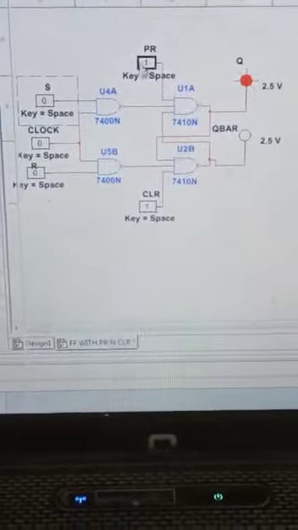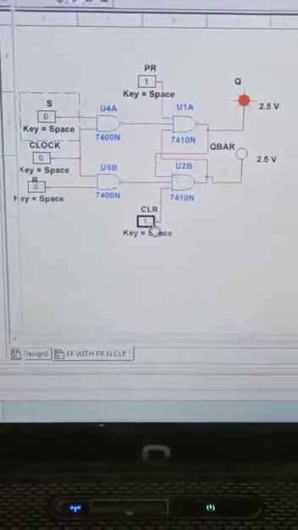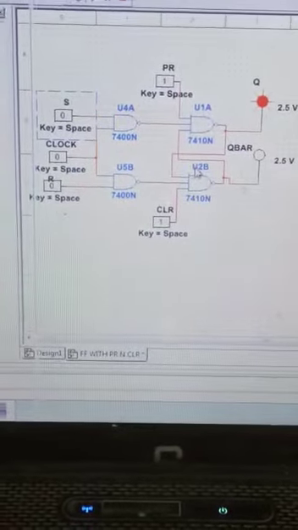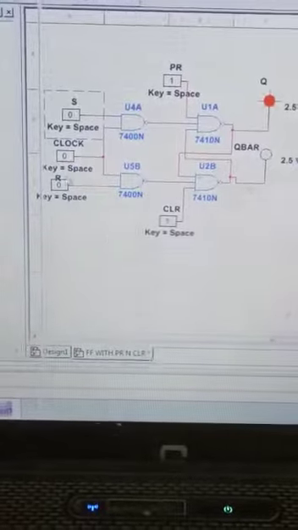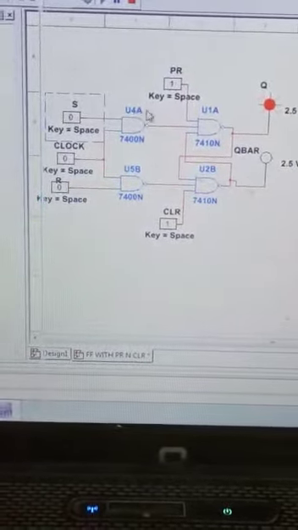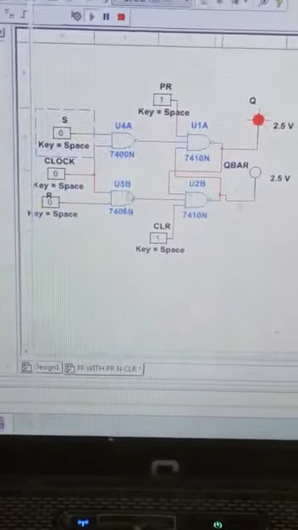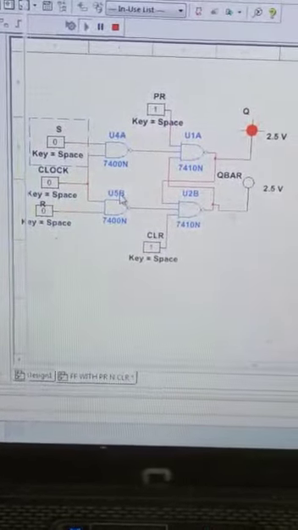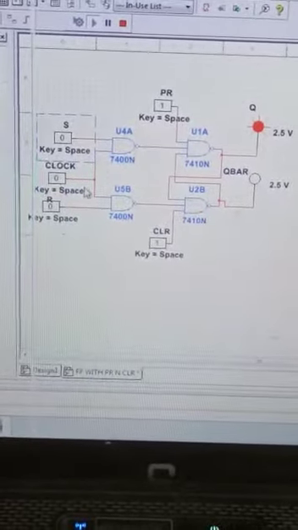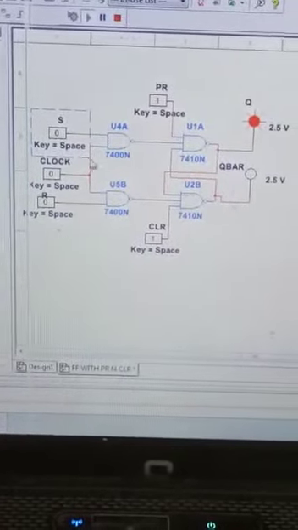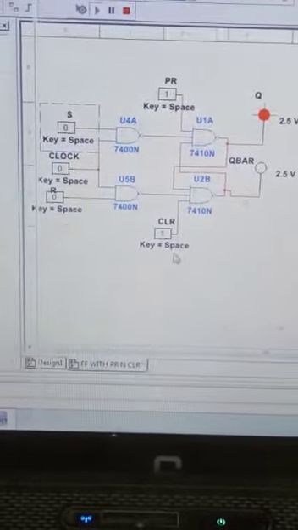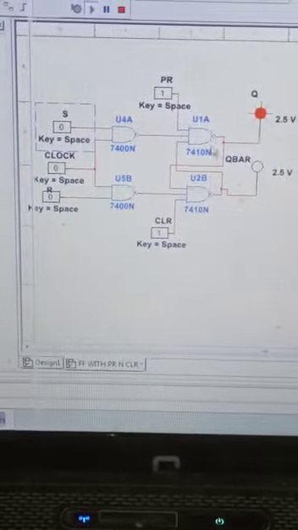So here this preset and clear are inputs to these NAND gates, whereas S, R and clock input are inputs to these two NAND gates. So here preset and clear will work irrespective of the clock, because the clock is input to this, whereas preset and clear are inputs to these two NAND gates.